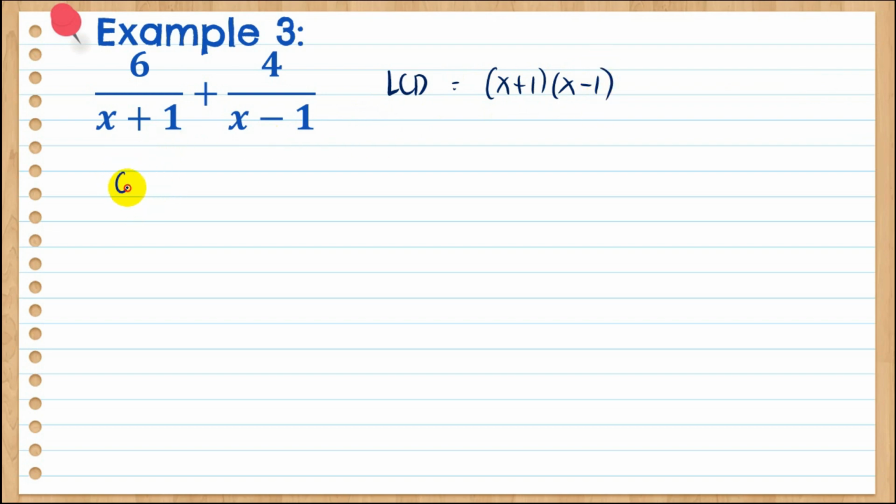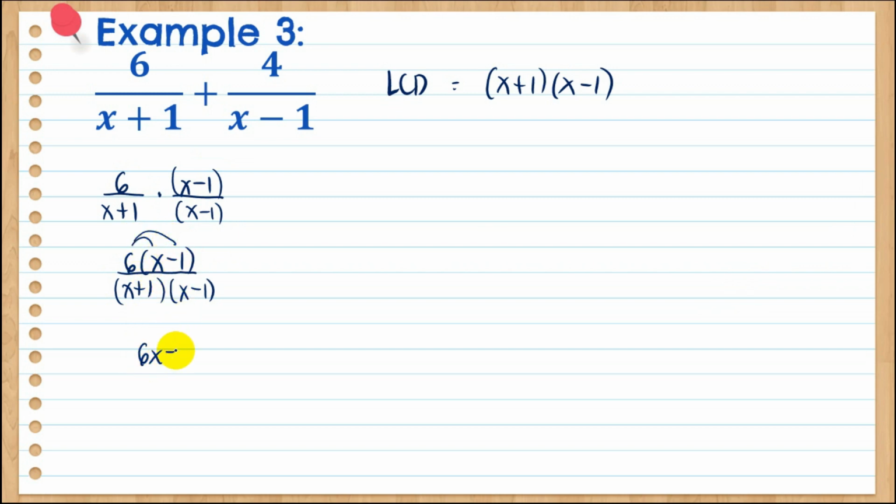Okay? So, for 6 all over x plus 1, so, itong LCD, pag dinivide natin by x plus 1, ano lang ang matitira? That is x minus 1. So, yun yung imumultiply natin on the numerator and on our denominator. Okay, so that means we have 6 times x minus 1 all over our denominator, x plus 1, again quantity, x minus 1. So that means 6 times x, we have 6x, 6 times negative 1, negative 6, again all over our common denominator, x plus 1 times x minus 1.